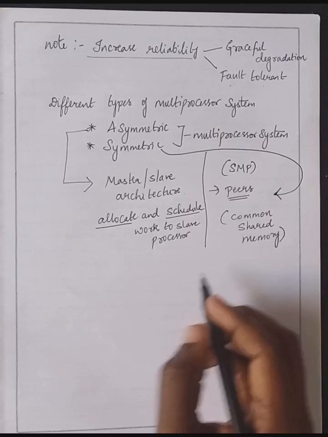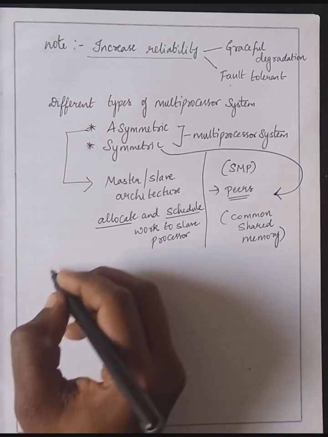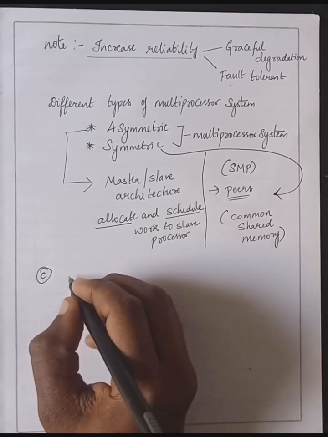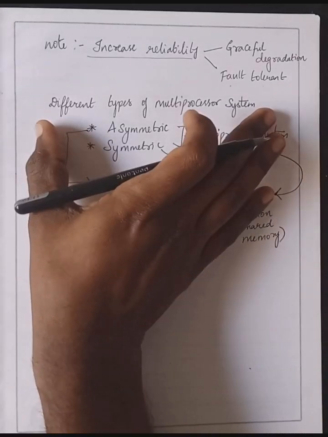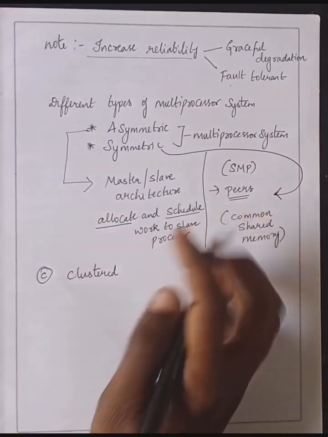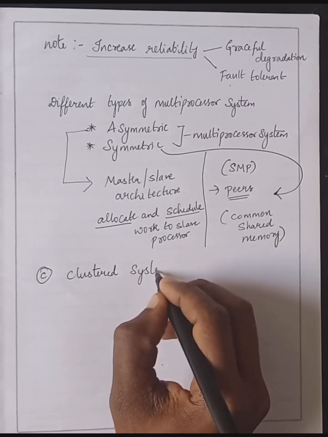Now again we'll go into the third type. First we saw single processor, then multiprocessor. Now we'll see the third type, that is clustered system. Don't get confused: the multiprocessor types were a subtopic of the second part. Now we are continuing the main topic, that is clustered system.